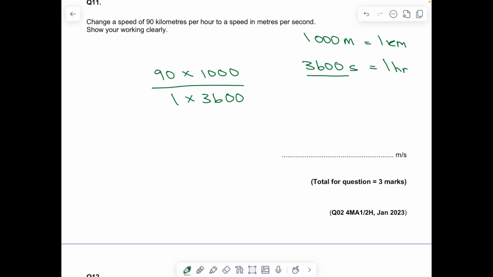And the way I worked that out was there's 60 seconds in 1 minute, and 60 minutes in 1 hour. So 60 times 60, which is 3,600. I can do that all on a calculator, and that gives me 25 meters per second.